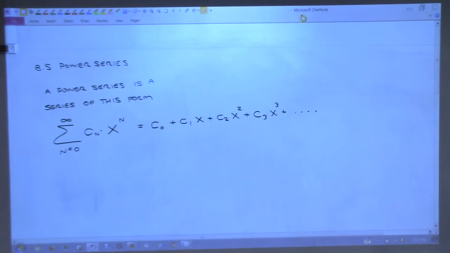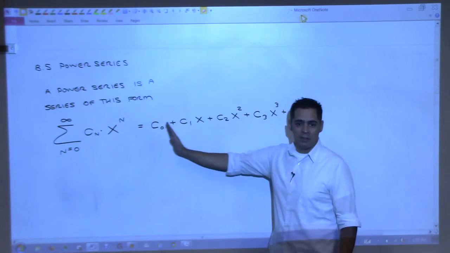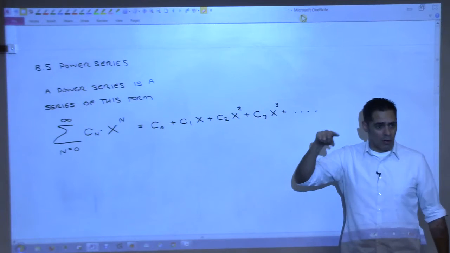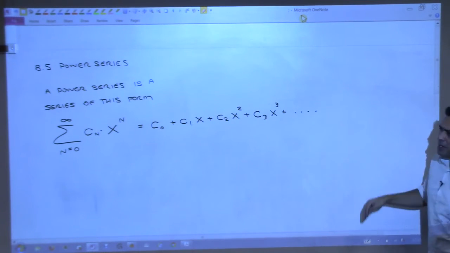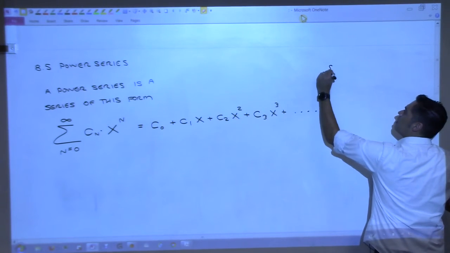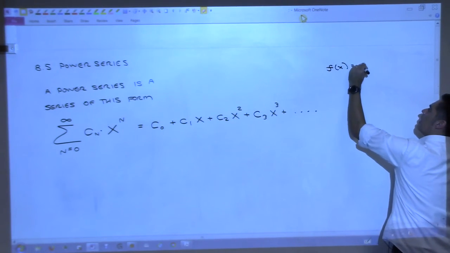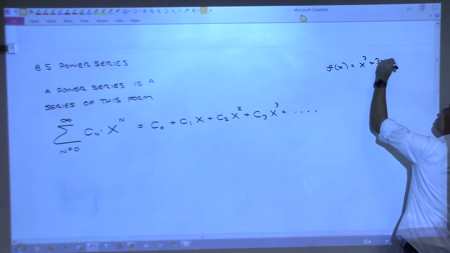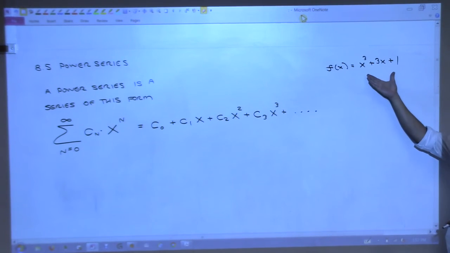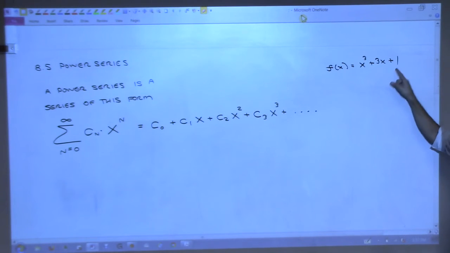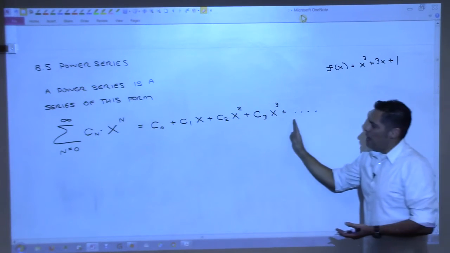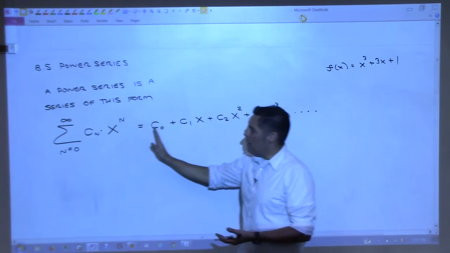It's called a power series because it is a series that involves powers of x. So you know how we've dealt with functions like x cubed plus 3x plus 1 in the past? That's a polynomial function. But what makes it a polynomial is the fact that it has integer powers of x. These are all positive integer powers of x. That's what makes that a polynomial. This is powers of x. It's a bunch of powers of x.